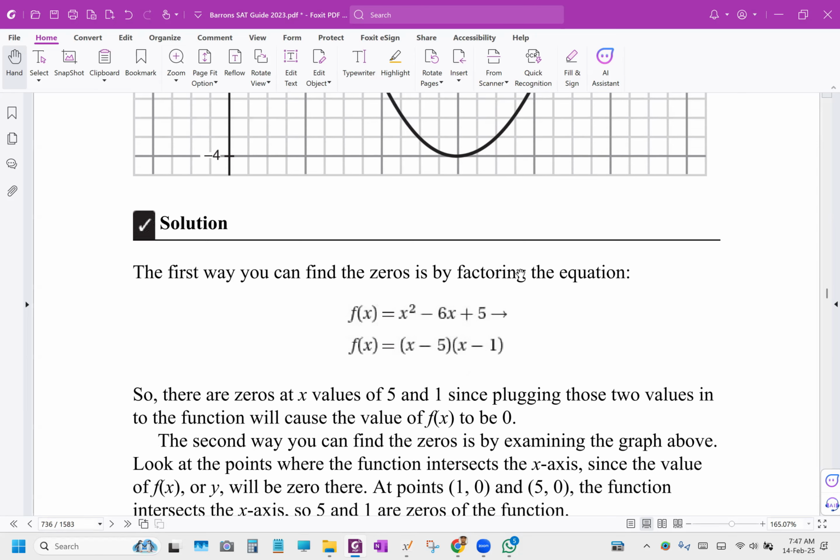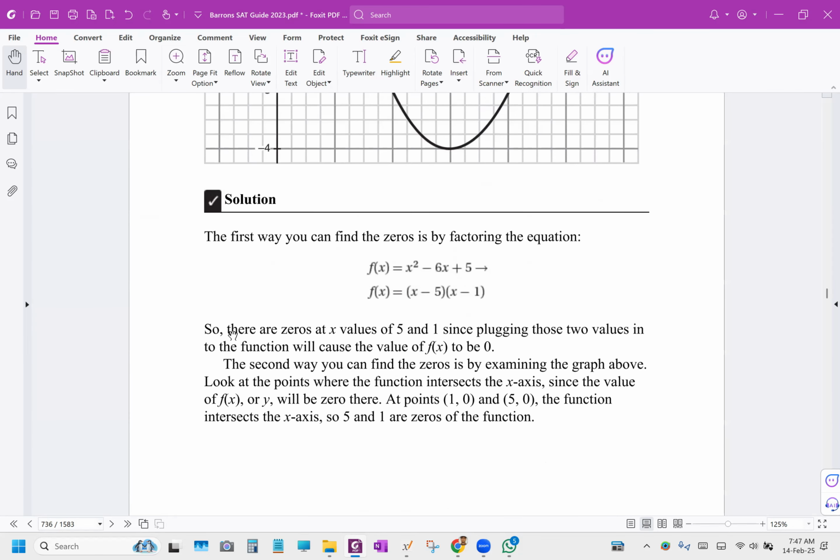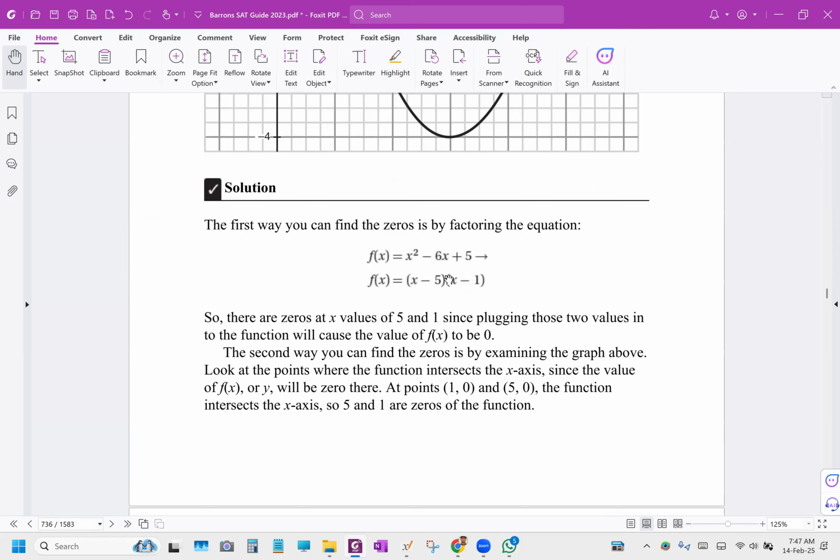So the thing that you really need to do is look at this equation, solve it, find the solution, and then find the points where they're intersecting. Look at the points where the function intersects the x-axis, since the value of f of x or y will be 0 there, at points (1, 0) and (5, 0). The function intersects the x-axis there. So 5 and 1 are zeros of the function.